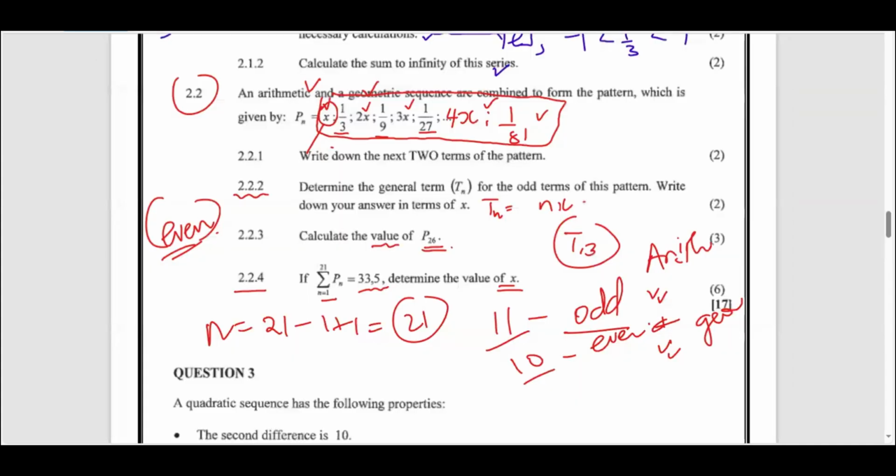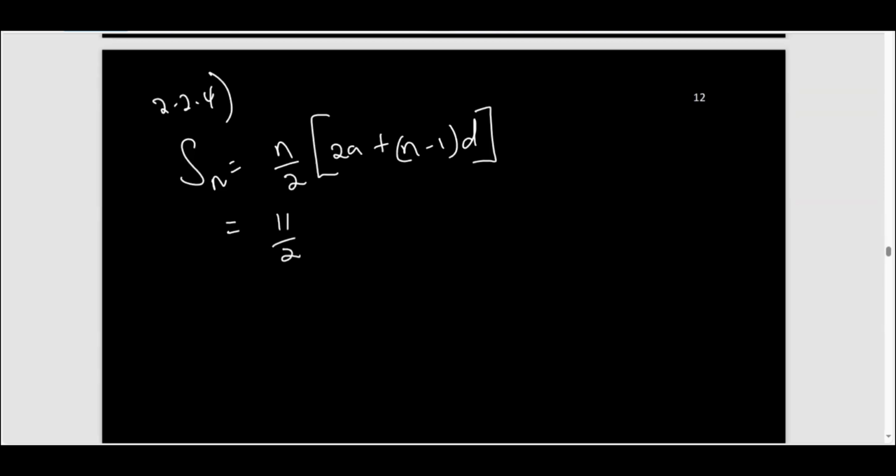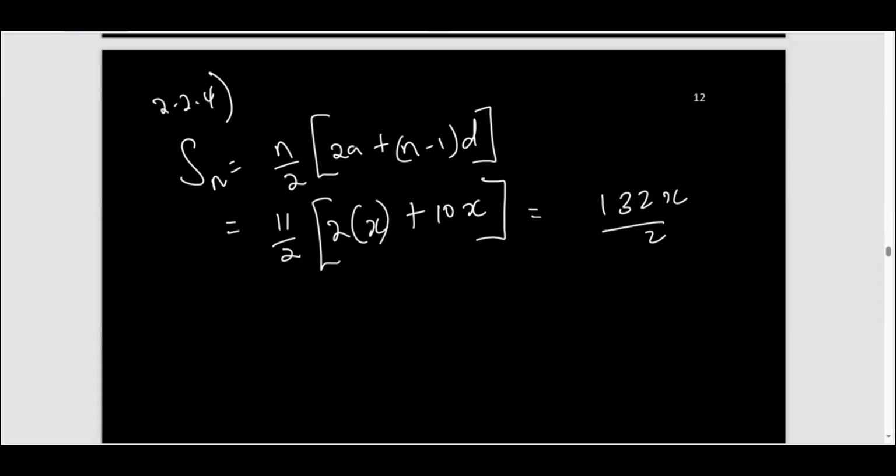Now, we said arithmetic is the first one, which is 11 terms. So that's going to be 11 over 2 into 2 into the first term, which is x, plus we're talking about 11 terms, so 11 minus 1, which is going to be 10, multiplied by the common difference, which is x. All right, so I can simplify this further, because now this is 12x. Then 12 times 11, which is going to be 132x over 2. So 132 divided by 2 is going to be 66x.